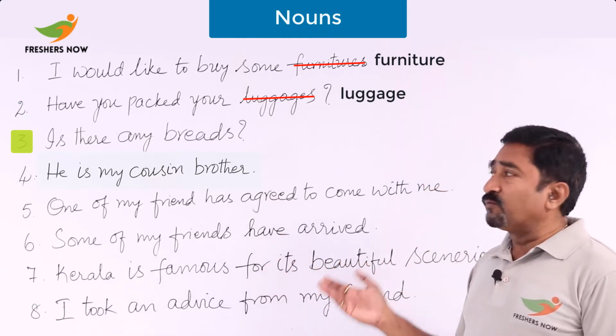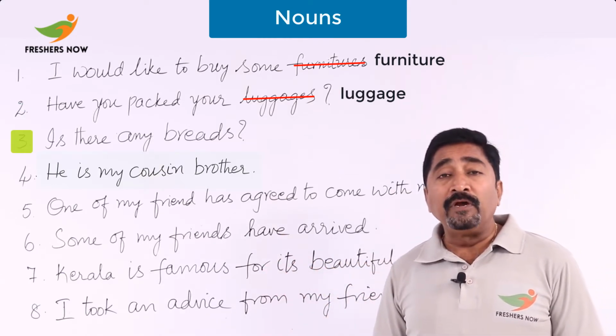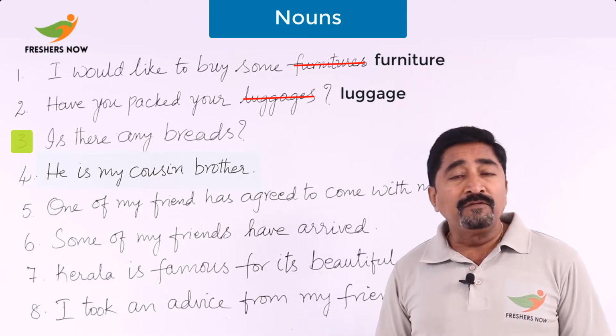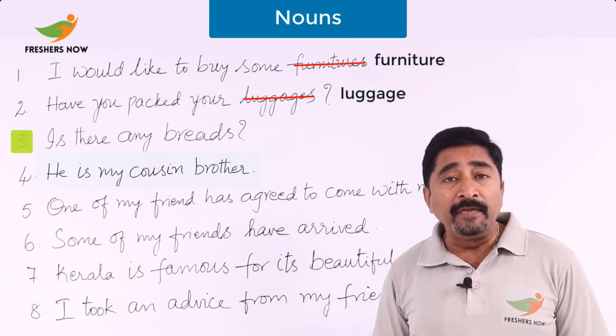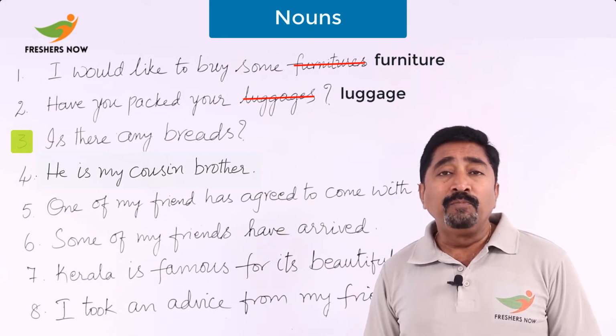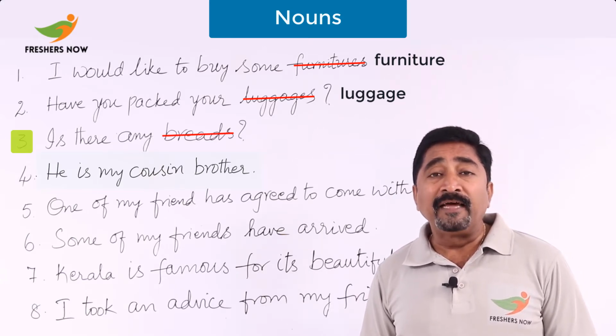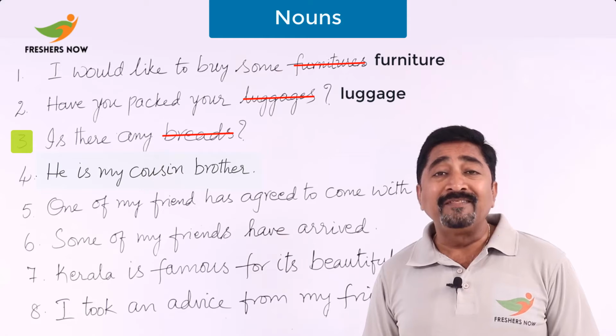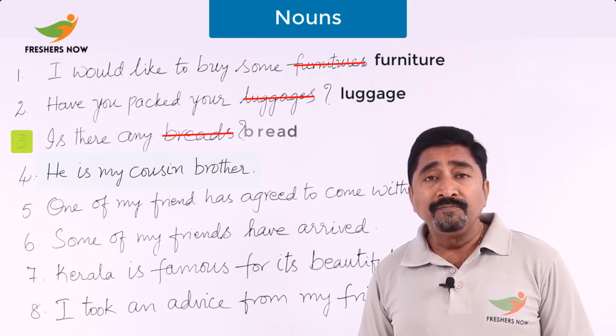And see the next one. Is there any breads? Breads is as well an uncountable noun, and so you should not add a plural form and say breads. It's only, is there any bread?